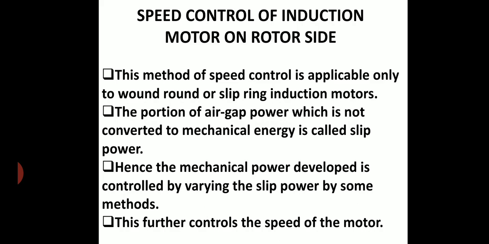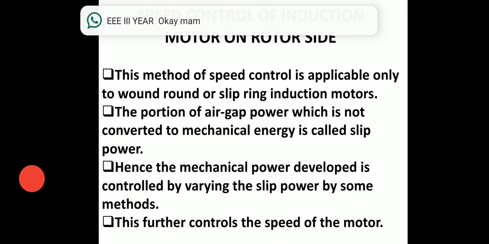This method of speed control is applicable only to wound rotor or slip ring induction motors. The portion of air gap power which is not converted to mechanical energy is called slip power. Hence, the mechanical power developed is controlled by varying the slip power by some methods. This further controls the speed of the motor.